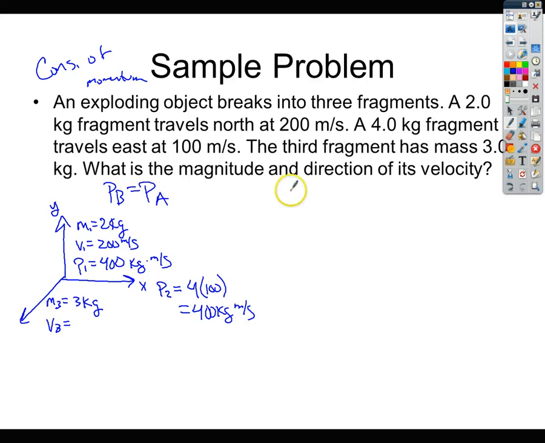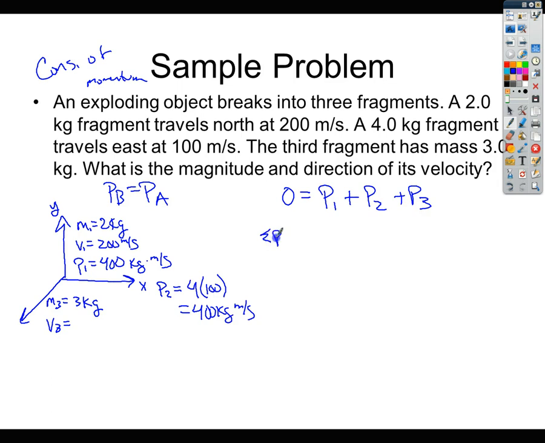So to do this, we know that because the momentum before is equal to the momentum after, the momentum before is equal to 0, and the momentum after is going to be equal to momentum 1 plus momentum 2 plus momentum 3. The problem is I can't just plug them into this equation because they're going in different directions. So I need to look at this for both the x and the y direction.